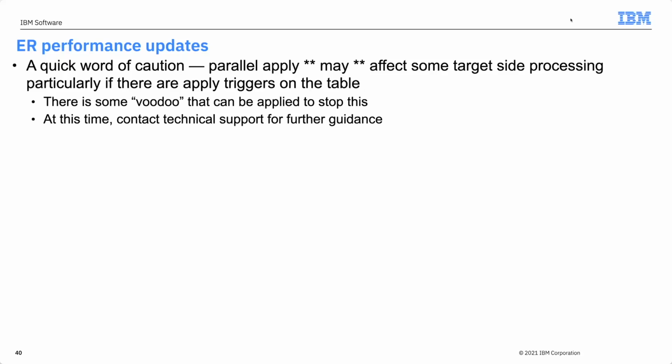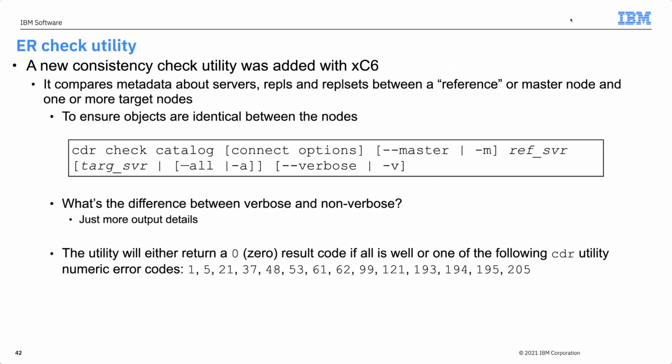Scott already talked about the ER check utility that gives you the ability to make sure your ER objects are consistent across your cluster. Are the replicates there? Are the templates there? And so forth. And if not, you'll get an error indicating what's missing.